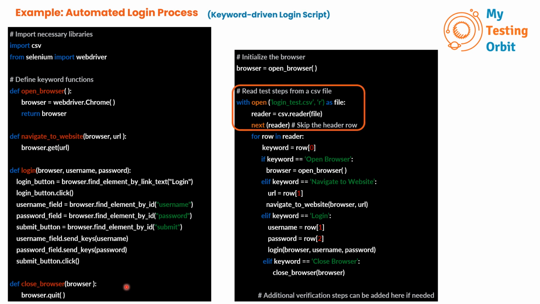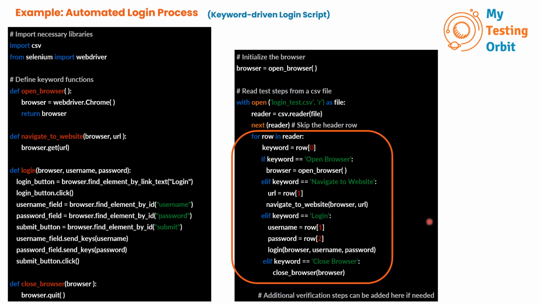Now over here, the script reads test steps from a CSV file named login_test.csv. The CSV reader is used to read the file, and over here the next reader is called to skip the header row.